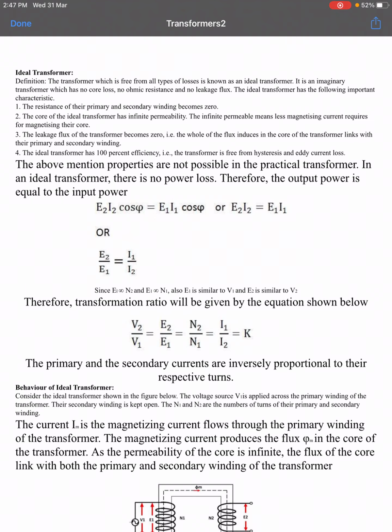If we have a practical transformer, we won't get 100% efficiency. Only in the ideal case will we get 100% efficiency. The transformer is also free from hysteresis and eddy current loss, which come under the core losses. The ideal transformer doesn't have any losses. It is free from all losses, that means core losses as well as copper losses. If we don't have any losses, automatically we will get 100% efficiency.